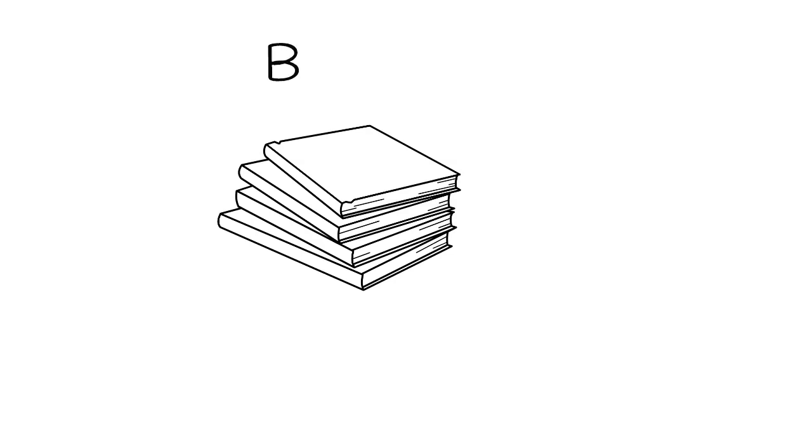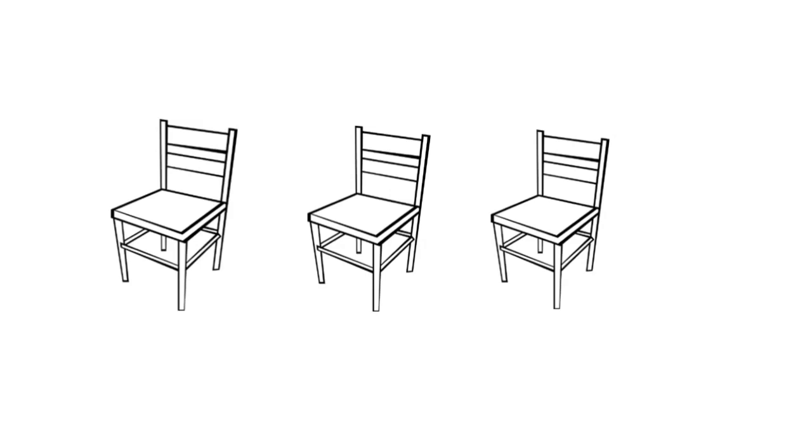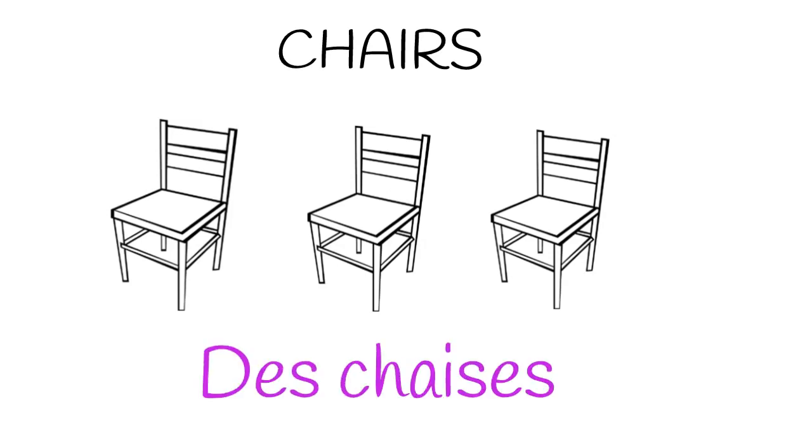Let us go through some more examples. Here we have 1, 2, 3, 4 books, plural. So we will use the plural article, that is des. Des livres. Now let's see what do we have next. 1, 2, 3 chairs, plural. So here we will use the plural article, that is des. Des chaises. So we have covered the category of les articles indéfinis.